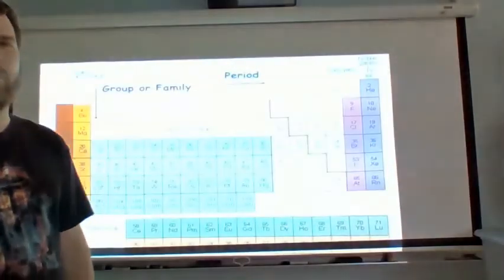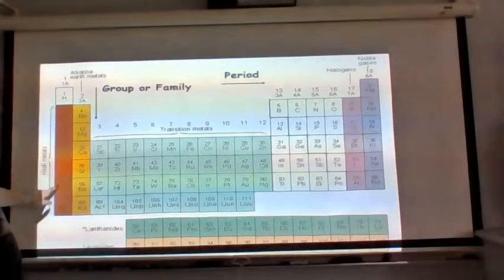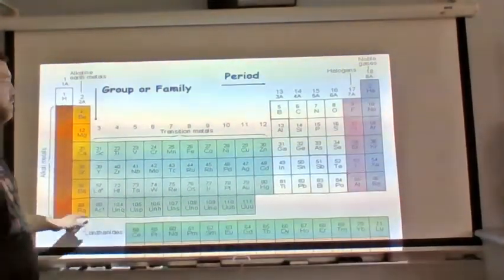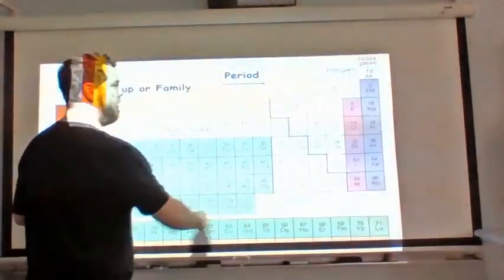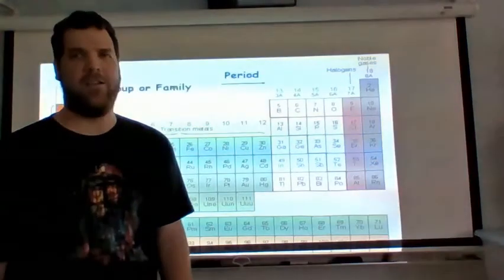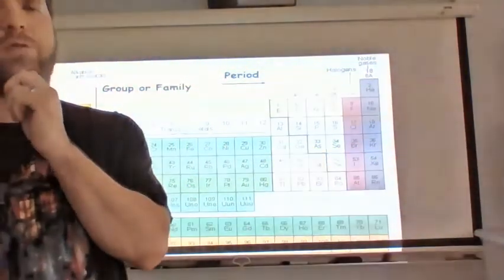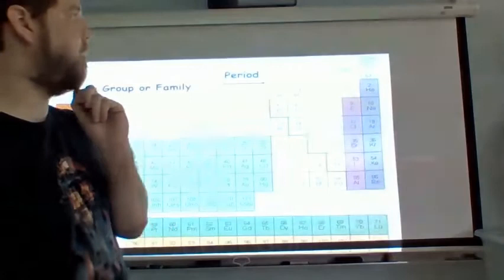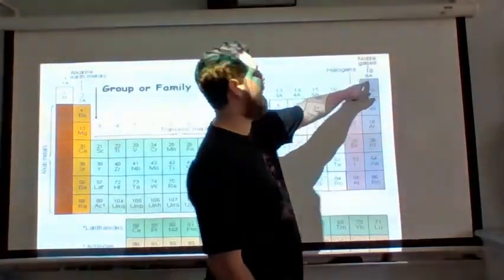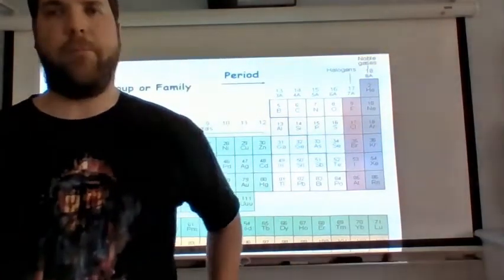Now, just a few notable groups to note. Alkali metals are in group 1, alkaline earth metals are in group 2, transition metals are all in this area. Are we noticing a pattern yet? Most of the periodic table is actually made of metal. A couple other groups over here. Group 7 is halogens, and group 8 are the noble gases.